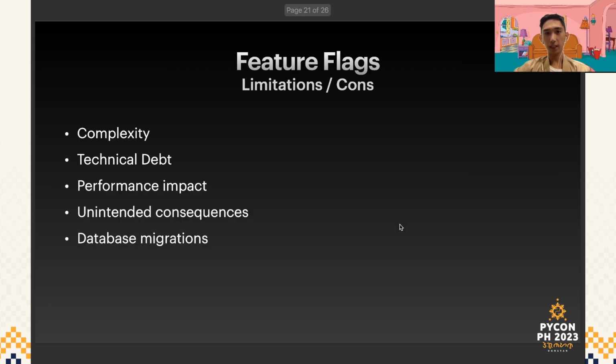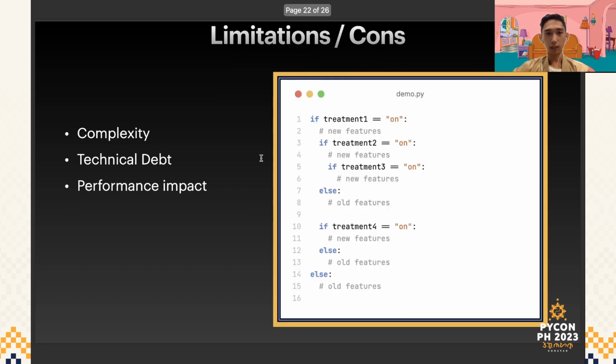And we have here the limitations or the cons of the feature flag. So we have here complexity. There are chances that feature flags live inside another. So you have here the nested feature flags, and it might be confusing if there are many features that are nested with each other. And we have here technical debt.